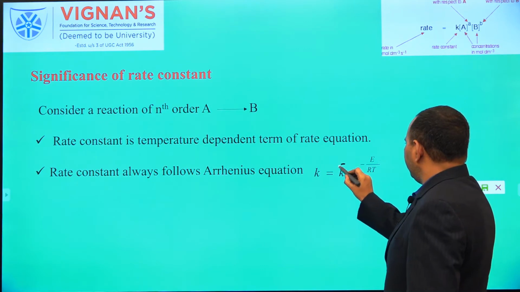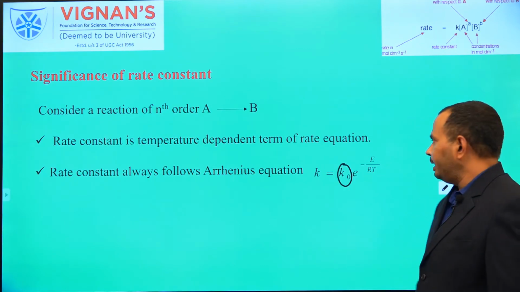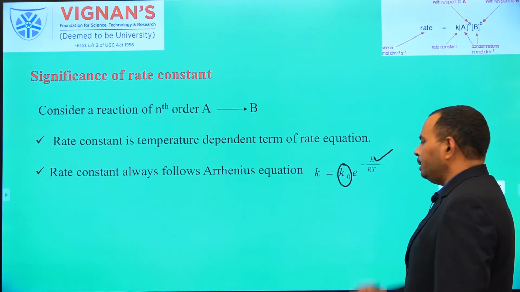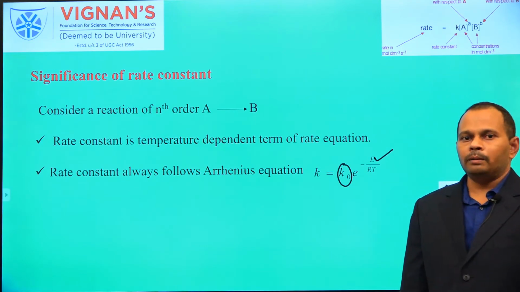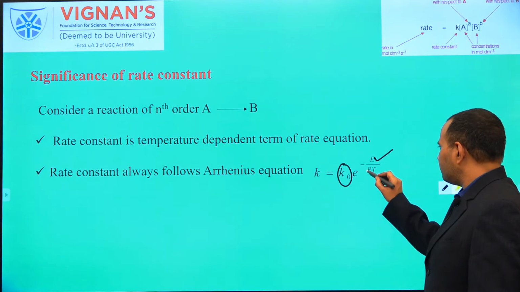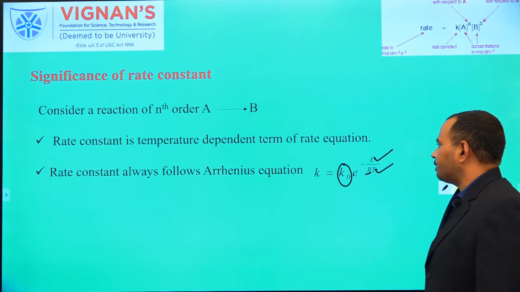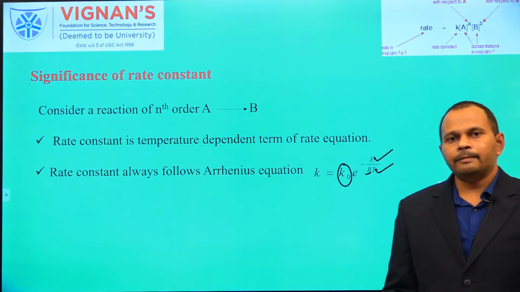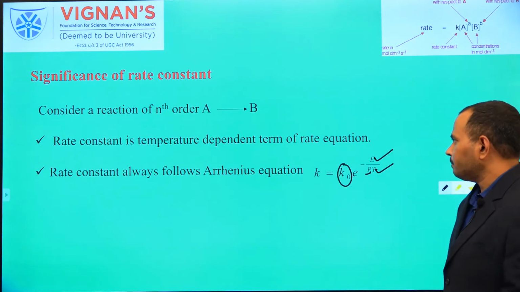and E is the activation energy, that is the minimum amount of energy required for the reactant molecules to produce fruitful collisions, R is the universal gas constant, and T is the reaction temperature. So, the rate constant always follows the Arrhenius equation.